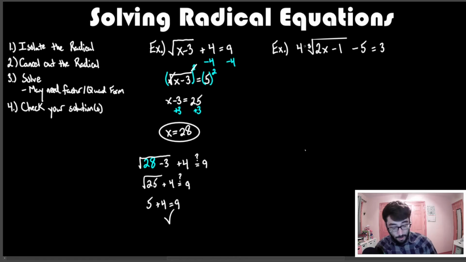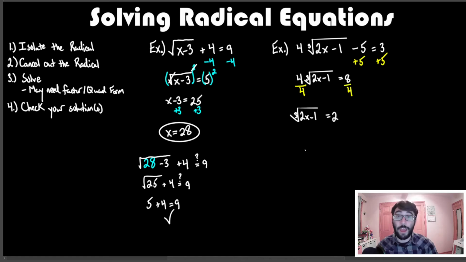So we have here 4 times the cube root of 2x minus 1, minus 5, is equal to 3. Here, we need to, once again, isolate the radical. So this is going to take a little bit more work. We're going to add 5 to each side to get 4 times the cube root of 2x minus 1 is equal to 8. And then we divide each side by 4 to get the cube root of 2x minus 1 is equal to 2.